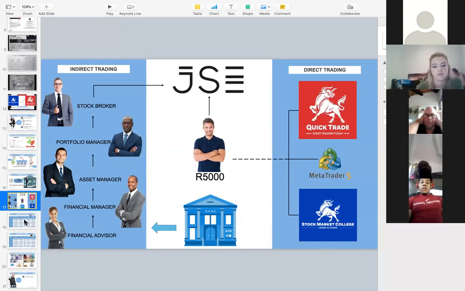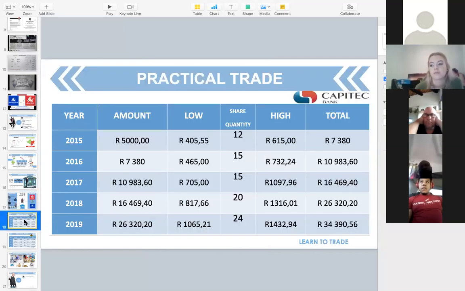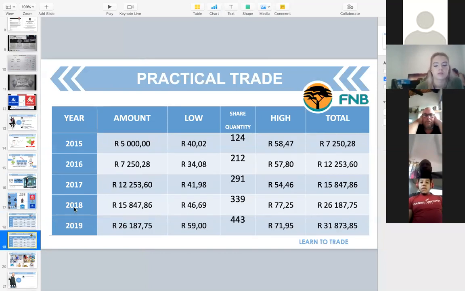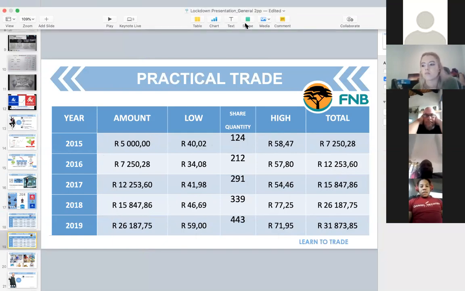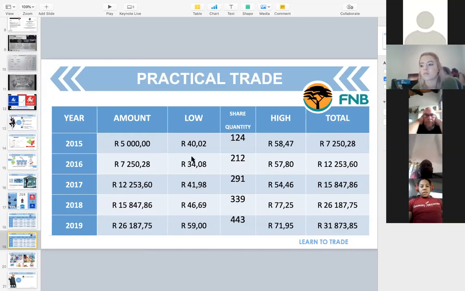Also, I showed yesterday that if you had to go and buy directly into whatever bank, what did we use yesterday? FNB. Yeah. If you had to invest directly into a bank, for instance, the same 5,000 Rand, you buy shares at a low price, you get your share quantity, you sell your shares at a high price, and that will be the total. So by doing one trade a year for 5 years, you would have already made almost 26,000 Rand more than you would have made with your bank. So at the end of the day, trading directly on the Johannesburg Stock Exchange is going to be the best option for people when it comes to investing.